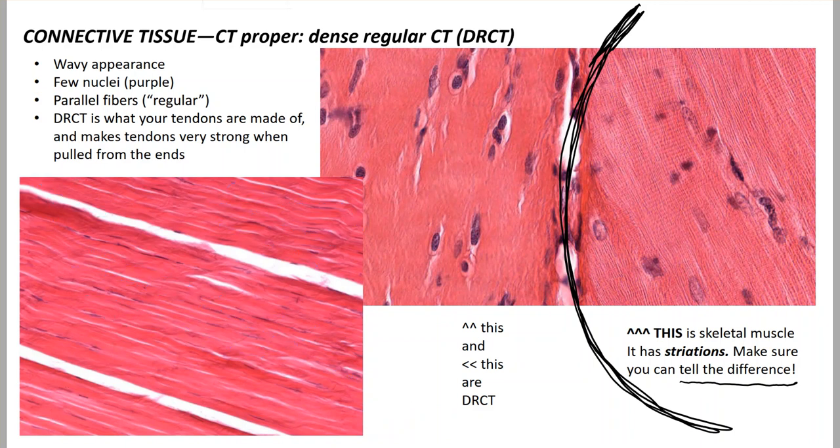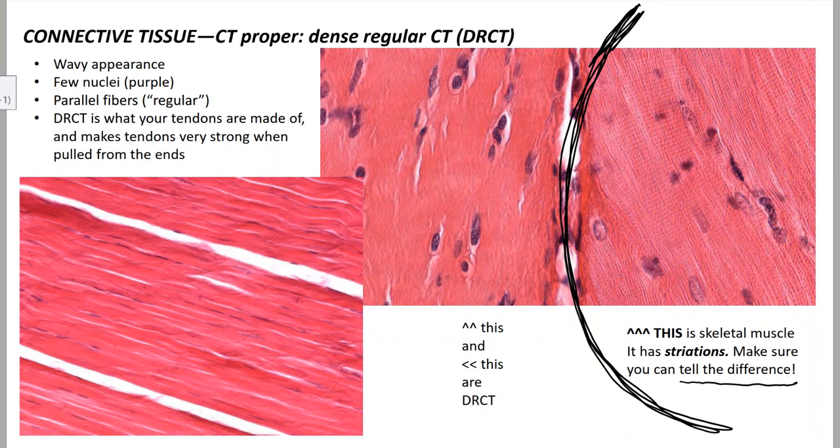And so it's characterized by, it doesn't have a whole lot of nuclei in it. And so each of these little tiny slashes, these are nuclei. These are also nuclei of dense regular connective tissue. And so this is what connects our muscles to our bones.